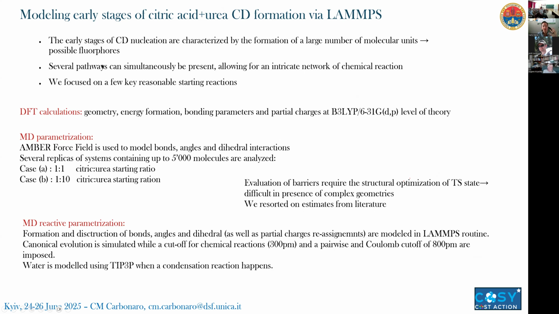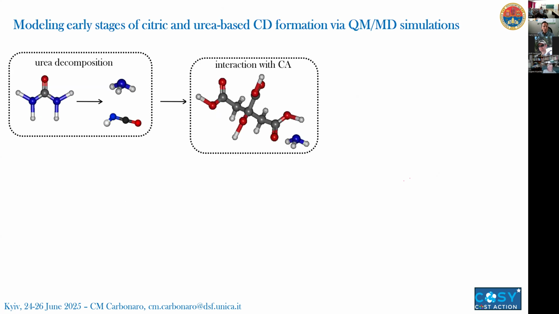So we have several pathways which are simultaneously present, and the network of chemical reactions is quite complicated. And of course, we chose to focus only on a few key reasonable starting reactions, like the one I'm showing you here. First, we started with the urea decomposition.